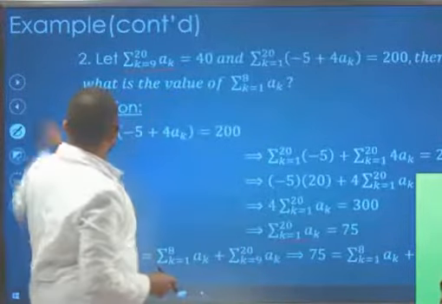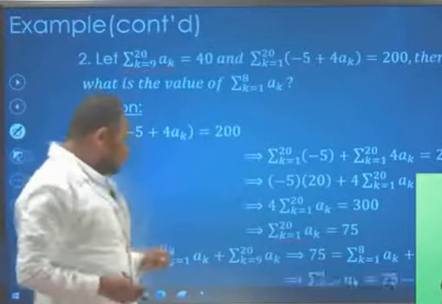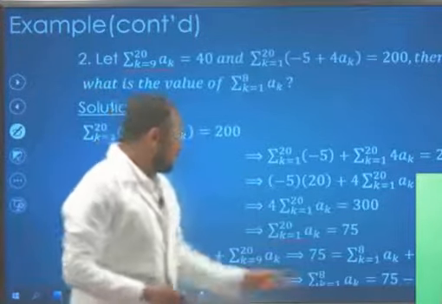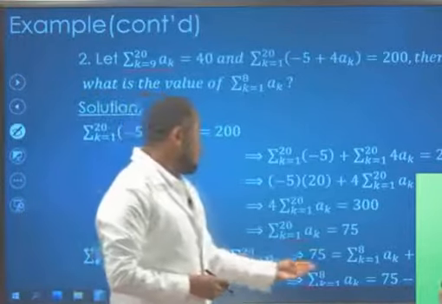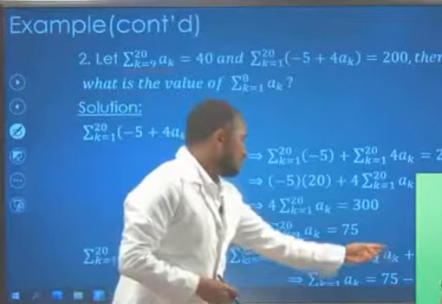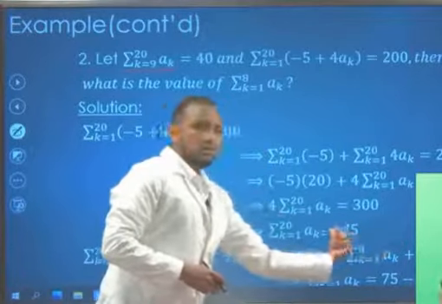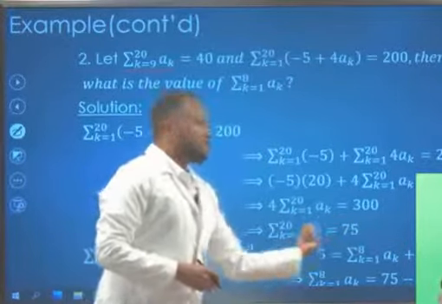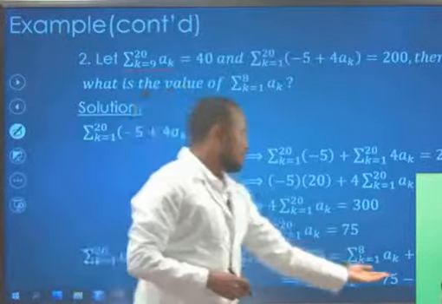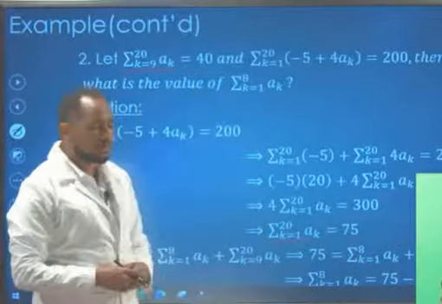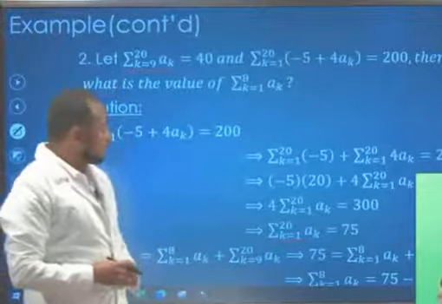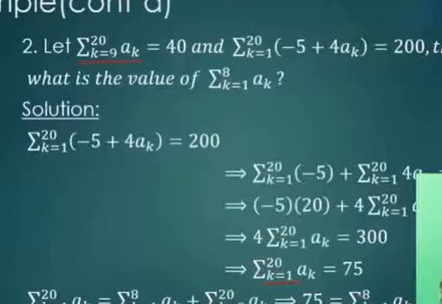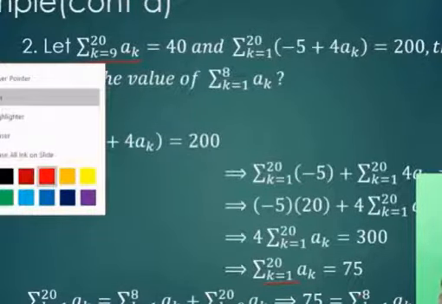So from this, the summation of a_k, k starts from 1 up to 8 is equal to, take 40 to this side, 75 minus 40. So 75 minus 40 is equal to 35. So this will be the final answer. So this is all for today.